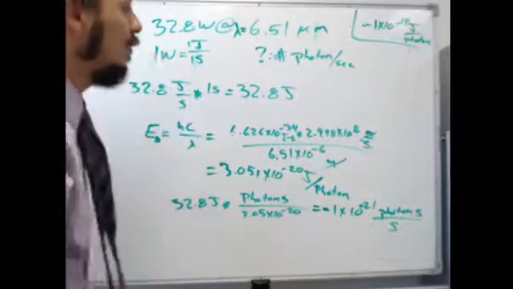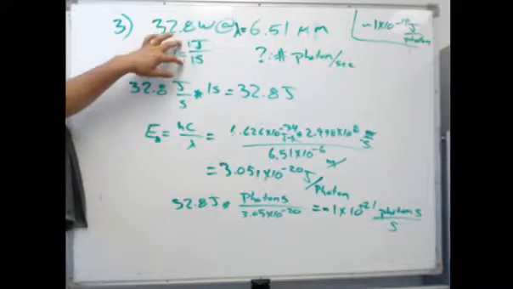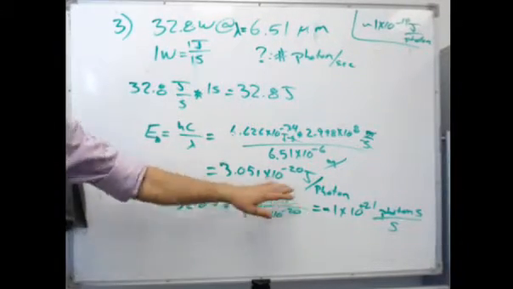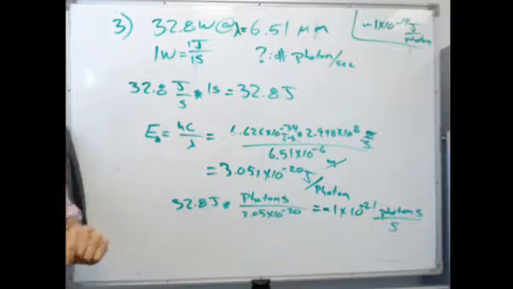That's how we handle it. It's pretty straightforward unit analysis, but there's 2 tricks: understanding the watts, and then understanding that the energy of the photon is actually joules per photon.